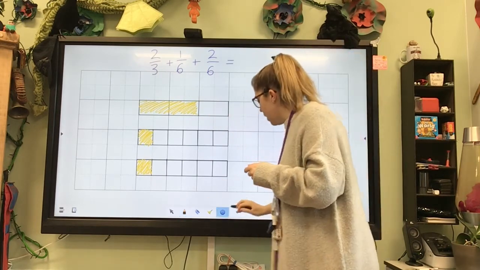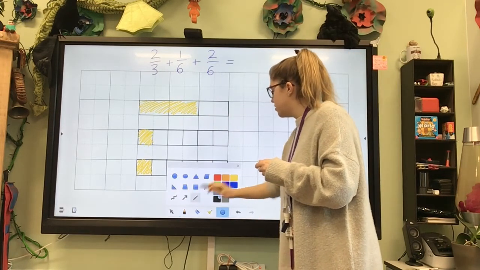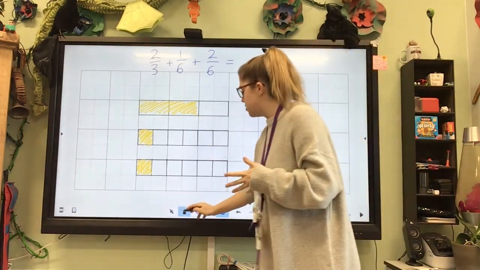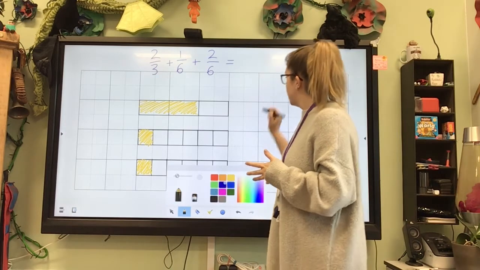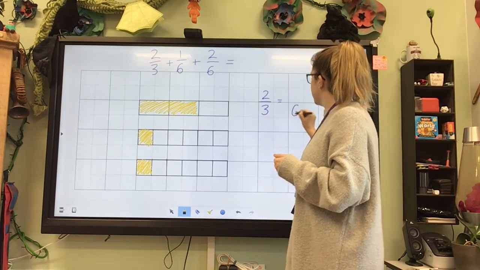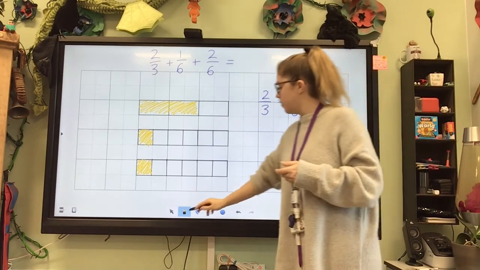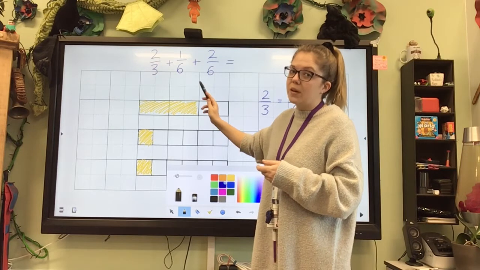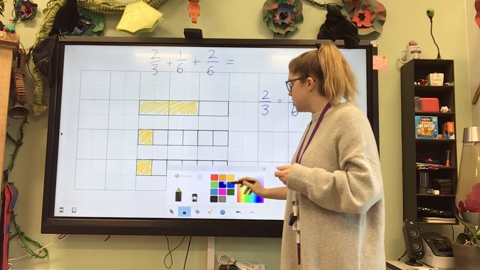So I'm going to look at my thirds. I need to split it into 6. I need to convert my 2/3 into sixths. So let's put that over here so we know what we're doing. We need to put 2/3 into sixths, as that is the lowest common multiple or the lowest common denominator that we can get from the numbers in our question.